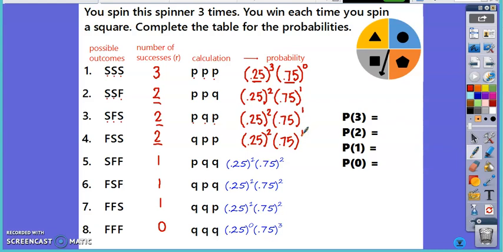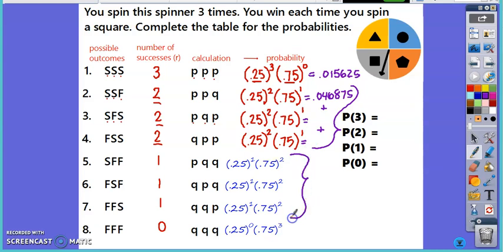All right, so we want to try to find a pattern so we don't have to actually write out this dumb table every time. This one comes out to 0.015625. Each of these come out to the same answer, right? And it is 0.046875. So we'll just add all those together, and that'll be the probability of winning twice. Same thing here, if we add all of these together, that'll be the probability of winning once. And then this last one, which comes out to 0.421875, that's our probability of winning no times.